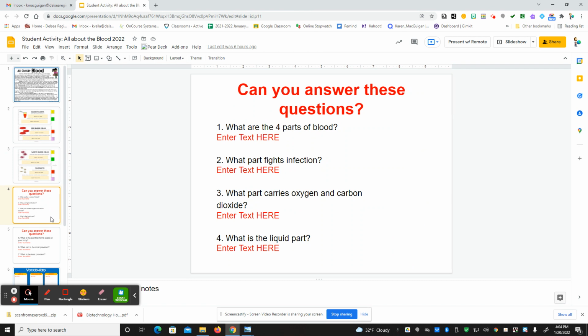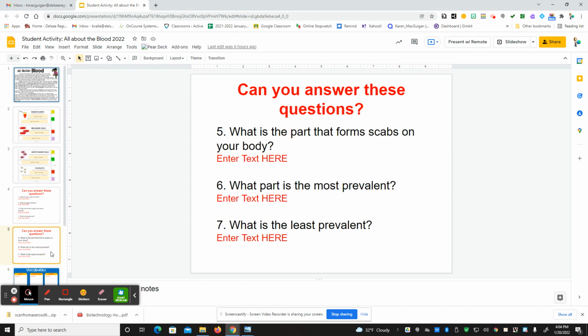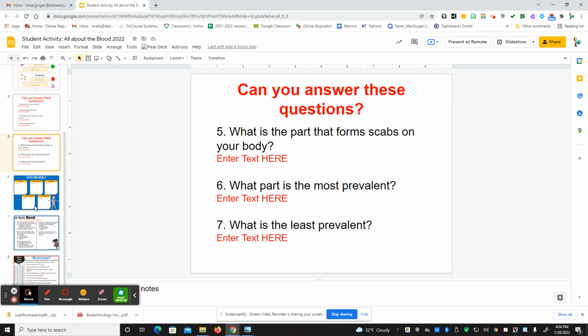You have basic questions. What are the 4 parts of blood? What part fights infection? What part carries oxygen and carbon dioxide? What is the liquid part, mostly made of water? What is the part that forms scabs? What is the most prevalent? What is the least prevalent? If you did the student PACE pear deck, or if you were in class yesterday, we really exhausted these questions, hoping that you would know the answers to them.